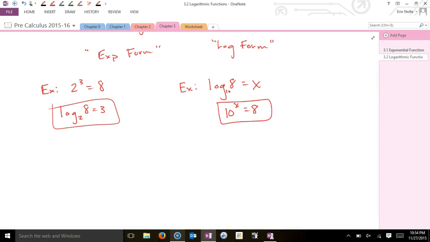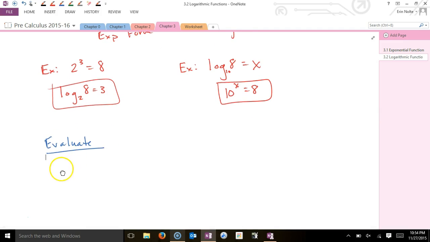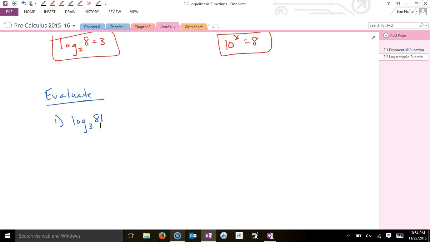Okay, so this is what they're going to have you do. Evaluate. So let's say they give us a problem such as the log of base 3 of 81. Does anybody know what the log of base 3 of 81 happens to be off the top of their head? 8, 6, 4. Whoa, 97? 27. Nope. Okay, so obviously you guys don't think in logarithmic form.